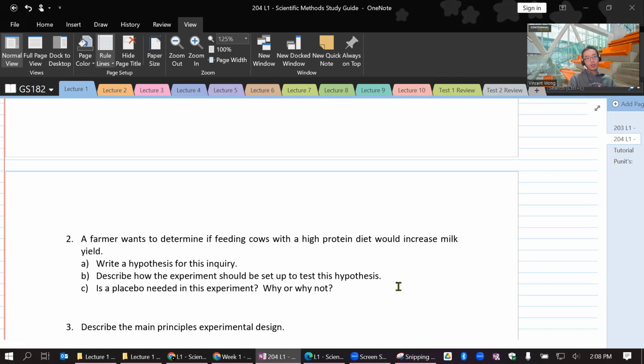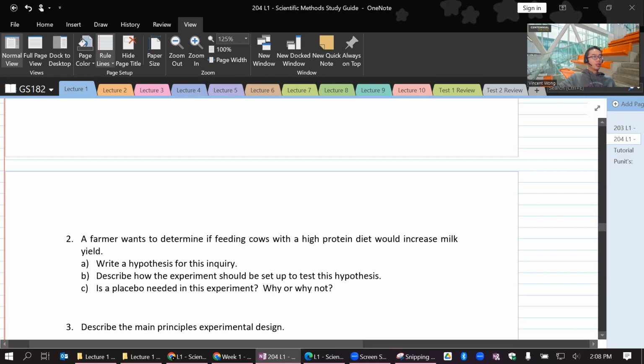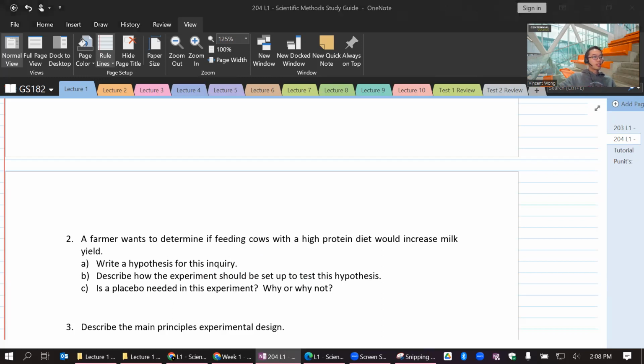Now, the important question here is part C, right? Is a placebo needed in this experiment? Okay. What do you guys think? Do we need a placebo for something like this? Let's do a poll. If you think we need a placebo for this experiment, please choose A. If you think we do not need a placebo, please choose B.